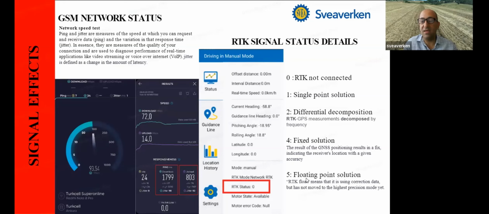Sometimes we may see that the RTK status is 5. That means it's a floating point solution. It means that, okay, there is correction data, but it has not moved to the highest precision mode yet. So it's not fixed, in other words. The other, 0, means it's not connected to enough satellites or the ground bases. And there are also cases, because of the decomposition of the satellites' GPS signals, where it is shown as 2 here.